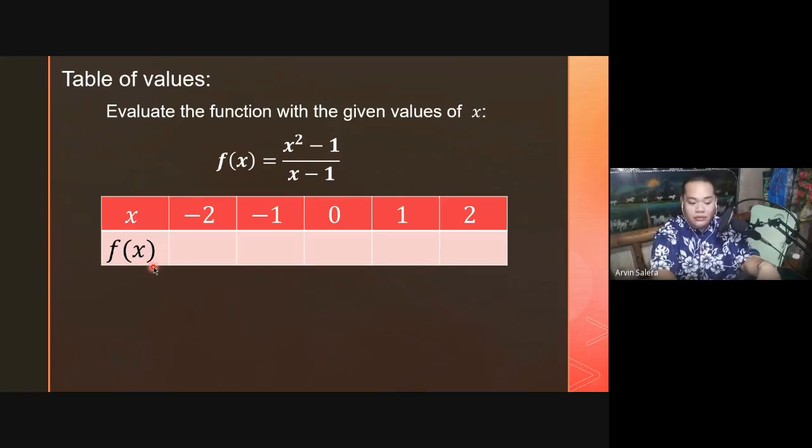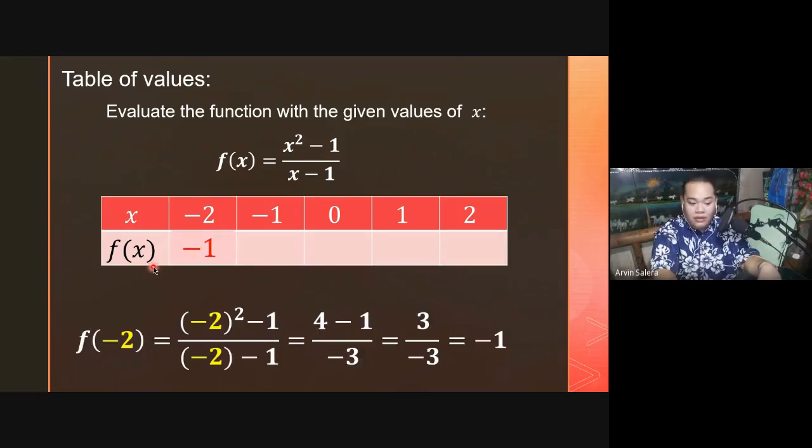Okay. Remember, when the value is negative 2, the answer will be negative 1. Substitute x with negative 2. Negative 2 squared minus 1. So negative 2 squared is positive 4 minus 1. Negative 2 minus 1 is negative 3. 3 over negative 3 equals negative 1. Okay. Let's try negative 1.